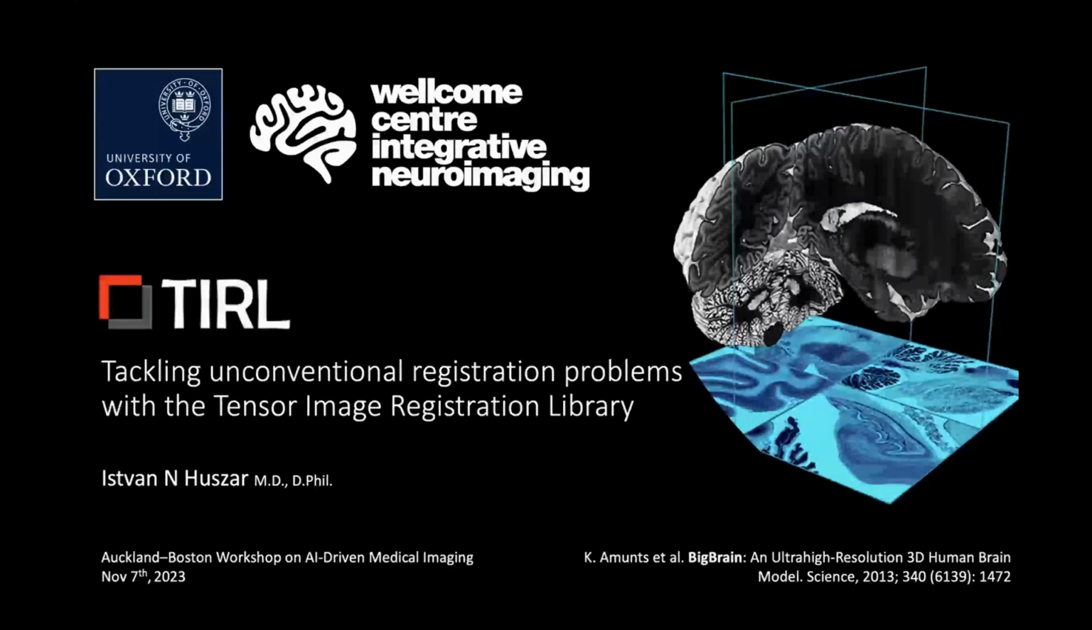So my name is Istvan N Huszar. I did most of this work in Oxford, so that's why you can see the Oxford logo on top. And I very recently moved to the Martinos Center where I'm jumping into AI. This talk, just to give you a disclaimer, is not going to involve any AI. So this is all about traditional optimization.